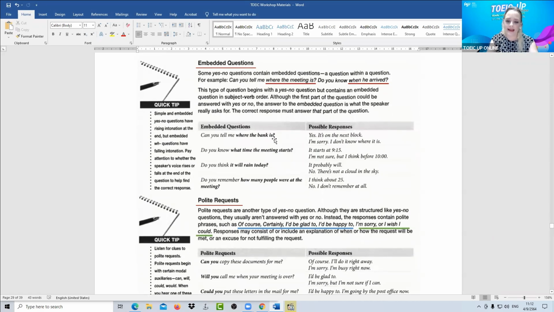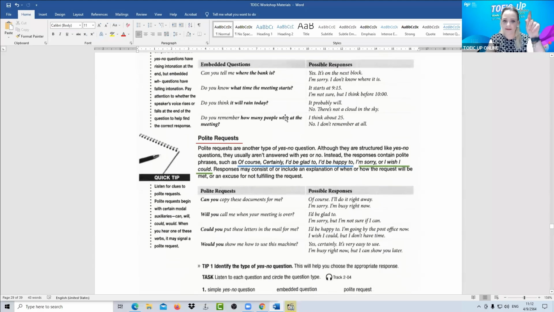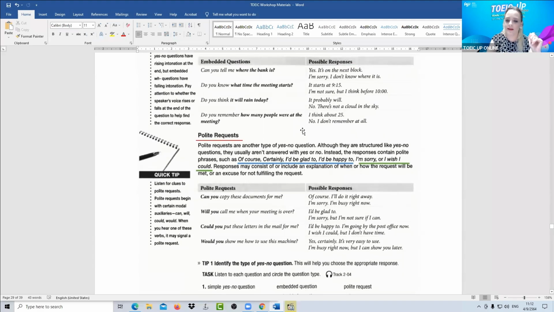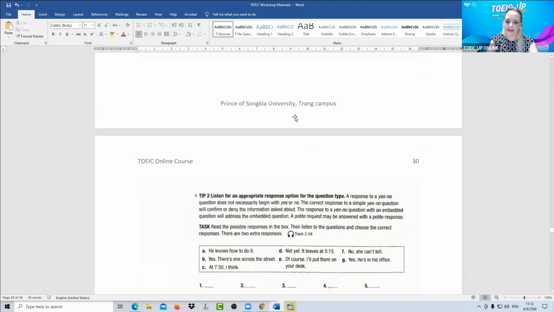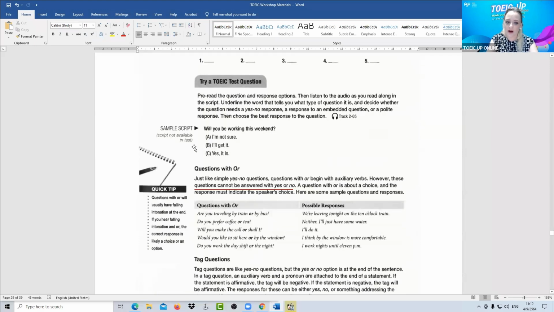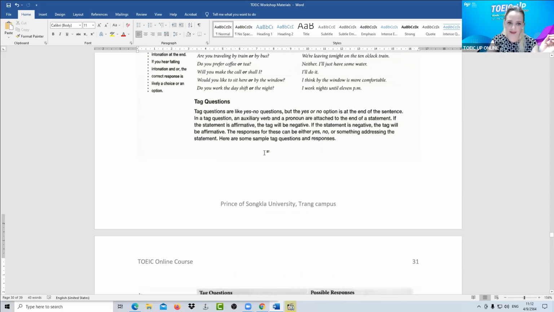Can you tell me where the bank is? Do you know what time the meeting starts? Right? Can you copy these documents for me? Will you call me when the meeting is over? Okay, all of those intonation is up. But then we come down to here. Are you traveling by train or by bus? There's no intonation going up. Do you prefer coffee or tea? Okay, so that's another trick you can listen for to decide how to respond to the question.